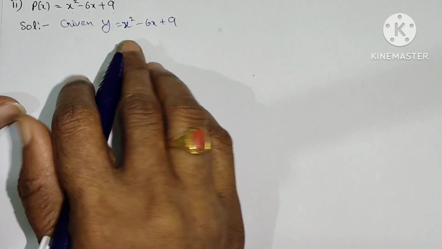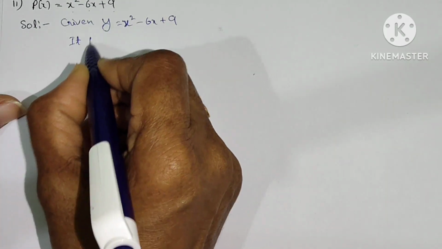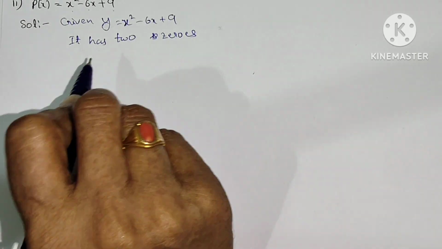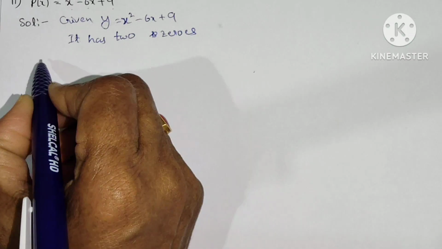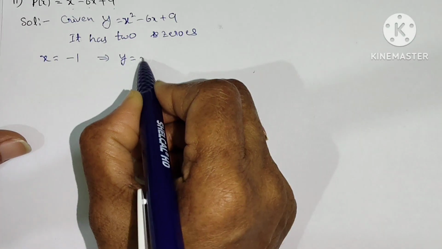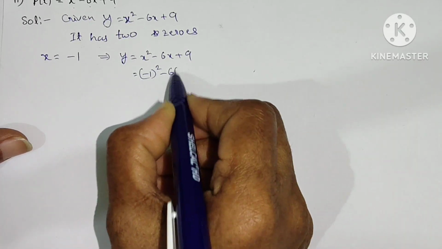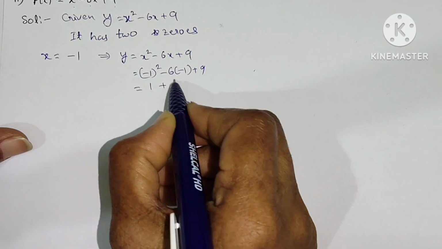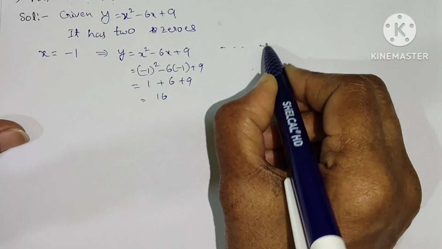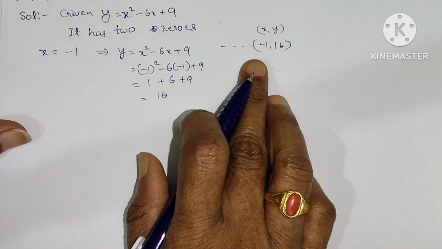So here, this is the quadratic equation, so it has two solutions, two zeros. First we take x equal to minus 1, and y equal to x square minus 6x plus 9. So here, minus 1 whole square minus 6 into minus 1 plus 9. So 1 plus 6 plus 9, so here 16. So the first point is minus 1 comma 16. These two are the x comma y coordinates.